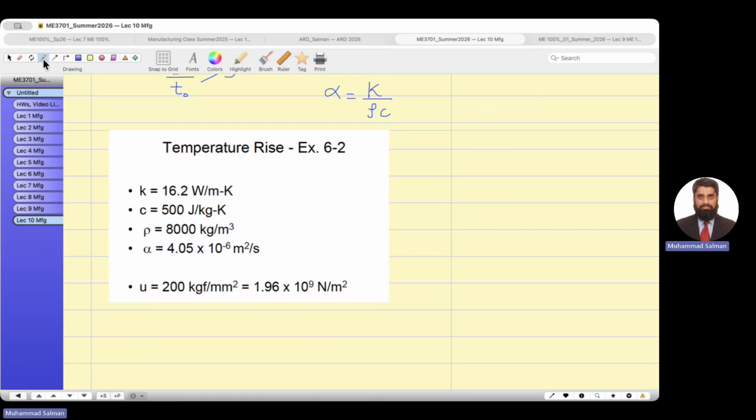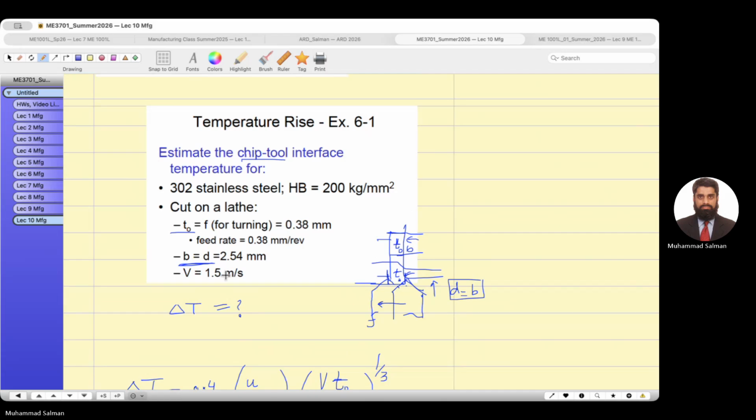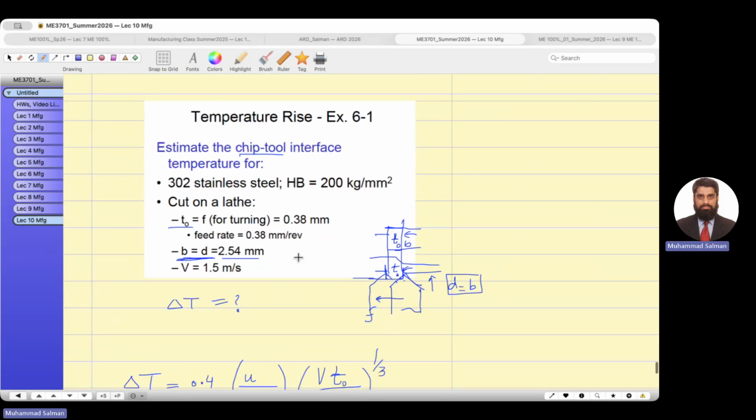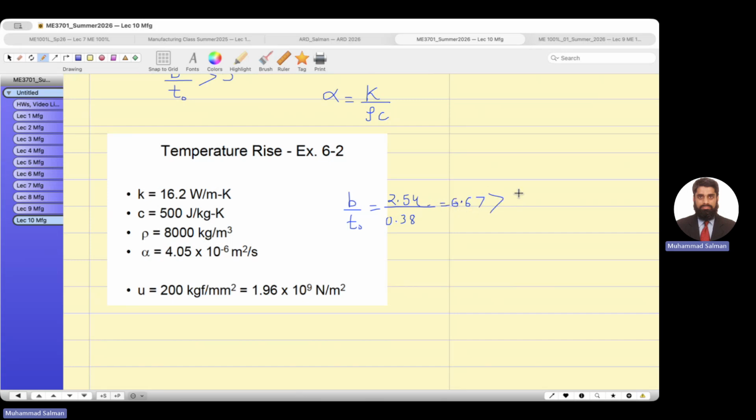Let's check what is the ratio B over T naught. B is the depth of cut, which is 2.54. I can write here 2.54 divided by the feed. In turning, the feed is equal to the thickness of the chip, which is 0.38 millimeter per revolution. This is equal to 6.67, so it is greater than 5, and we can use this formula.